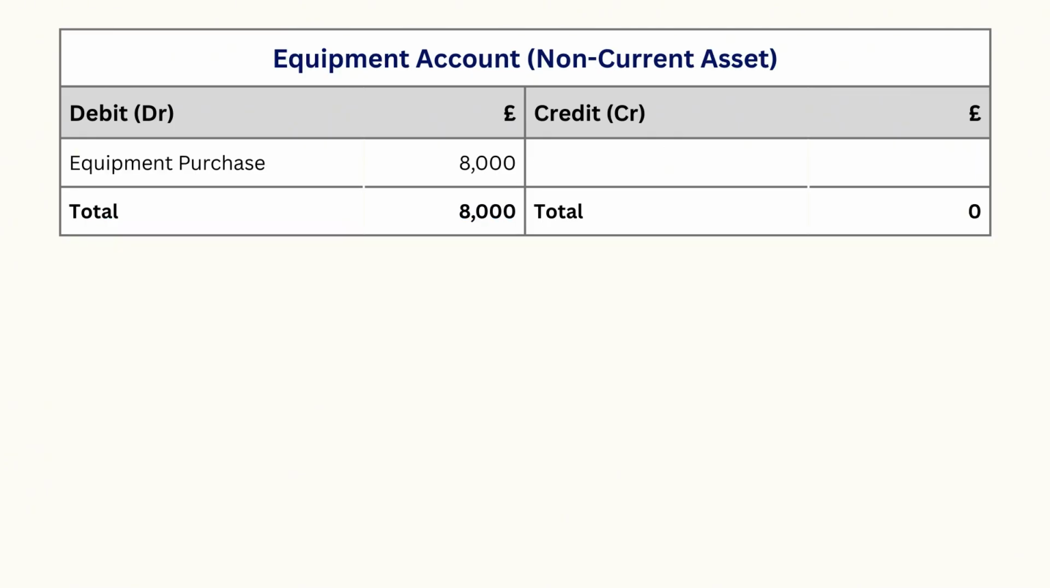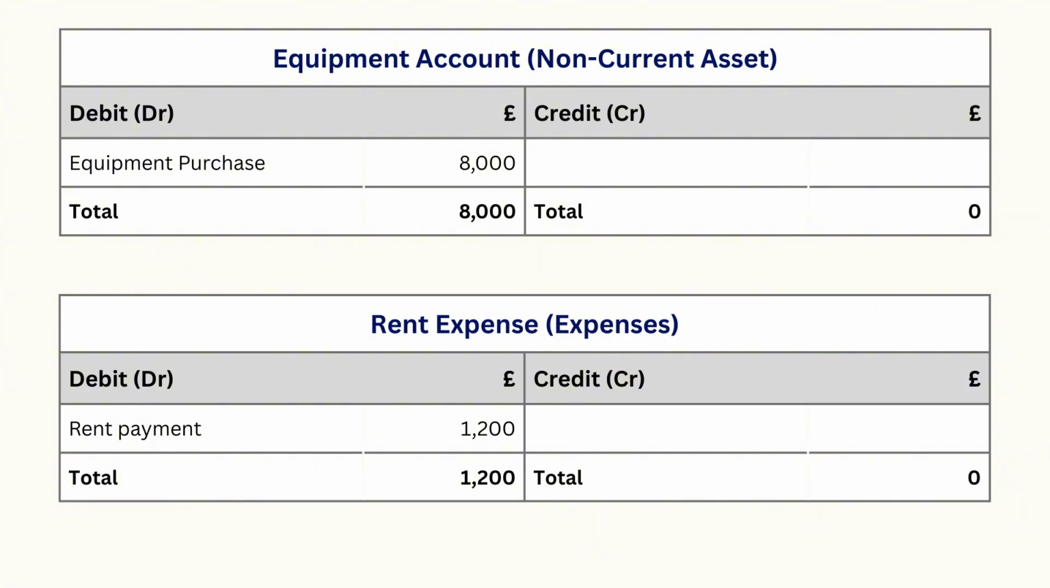It increases with a debit, so the £8,000 equipment purchase is on the debit side. Rent is an expense, so the rent payment is recorded on the debit side. The account balance is £1,200 debit. Both of these balances appear on the debit side of the trial balance.